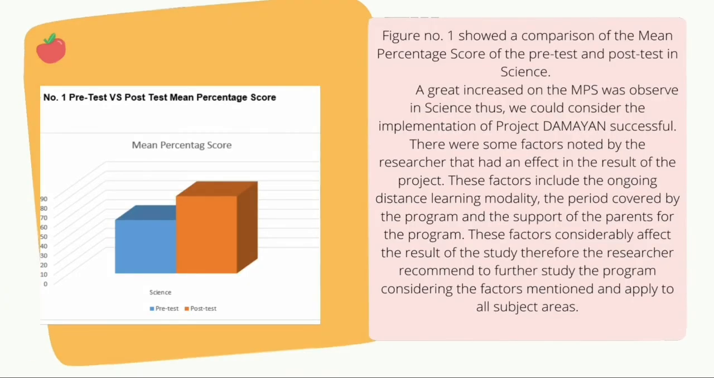A great increase in the MPS was observed in science, thus we could consider the implementation of Project DAMAYAN successful. There were some factors noted by the researcher that had an effect on the result of the project. These factors include the ongoing distance learning modality, the period covered by the program, and the support of the parents for the program. These factors considerably affect the result of the study, therefore the researcher recommends to further study the program considering the factors mentioned and applying it to all subject areas.